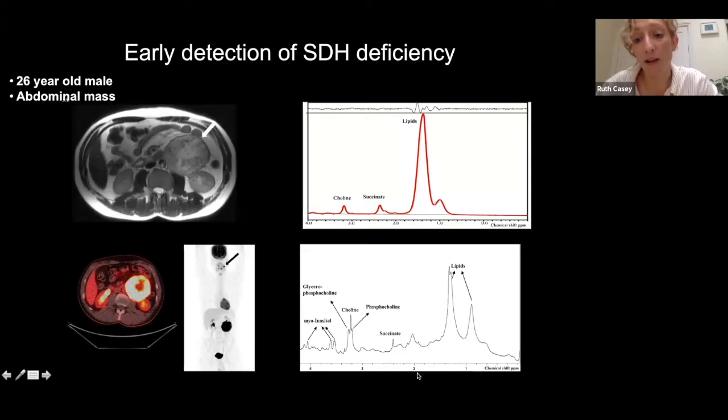Post-operatively, we confirmed again the presence of succinate in his tumors ex vivo, and this patient was also subsequently diagnosed with a germline STHB gene mutation. So we can use MRI spectroscopy and detection of succinate in vivo to identify patients who harbor these gene mutations very, very early.